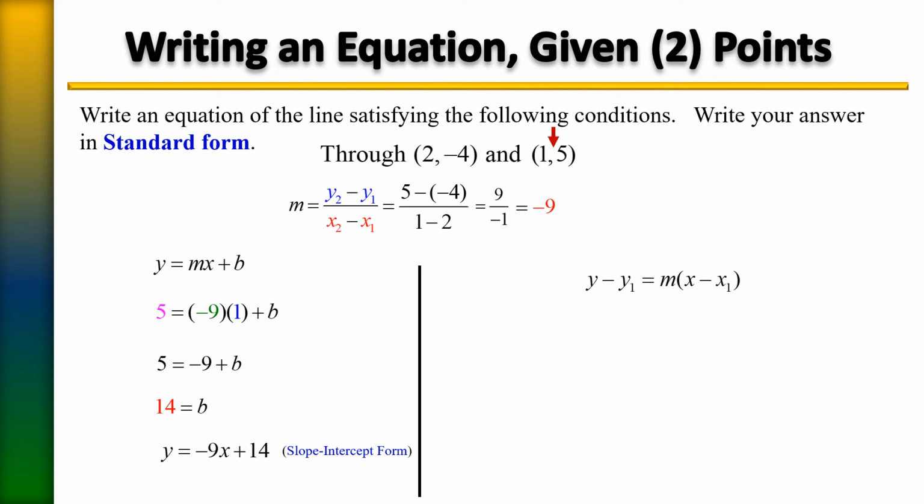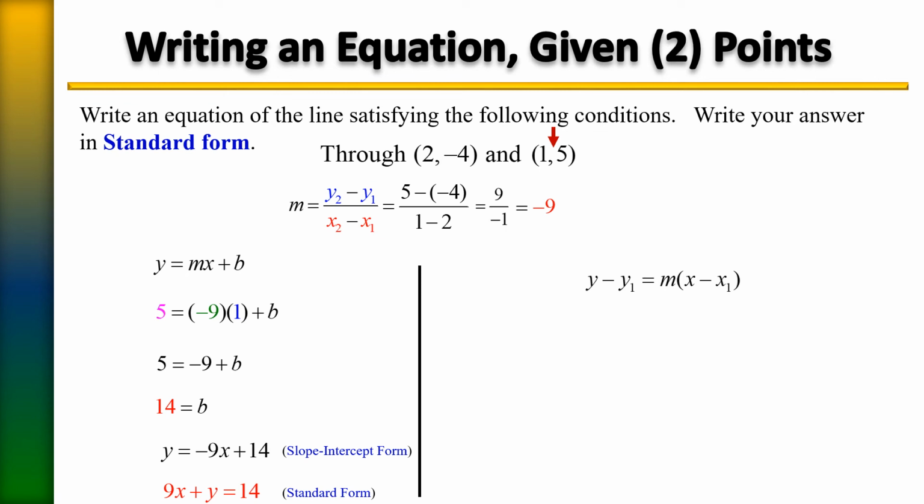Remember, b always goes in the back because that is your y-intercept. Now this is not in standard form, but we can write that in standard form by simply adding 9x to each side, and we have the equation now in standard form where x is first, then y, and the number is by itself on the other side.